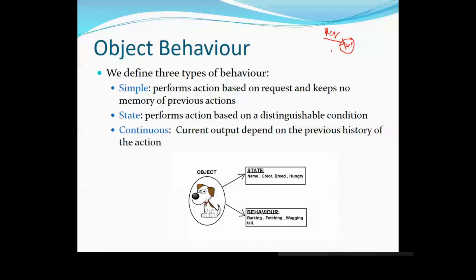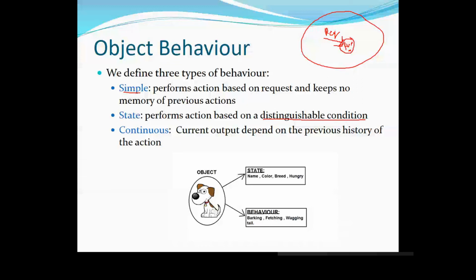State behavior. If something happened, it's not necessarily a request. If any value changed inside the object, a function will be executed. So it depends on a condition that happened. If a certain condition happens, then the object will perform a state behavior, a state behavior that could change the state of the object. This is why we call it a state behavior.